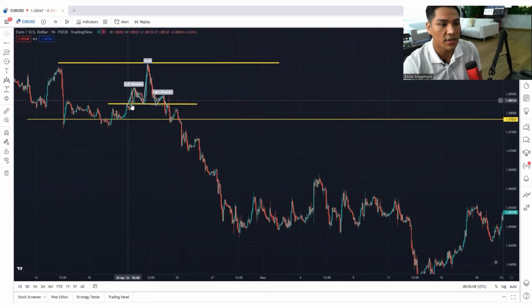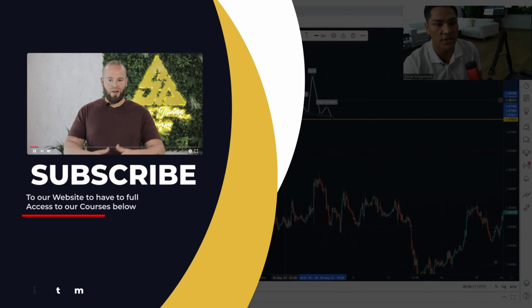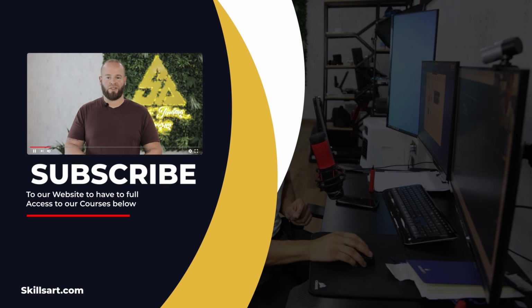Here I marked it out. Here's the left shoulder, here's the head, and here's the right shoulder. We're going to move this out of the way so you can see what it looks like with just the price itself. Left shoulder.